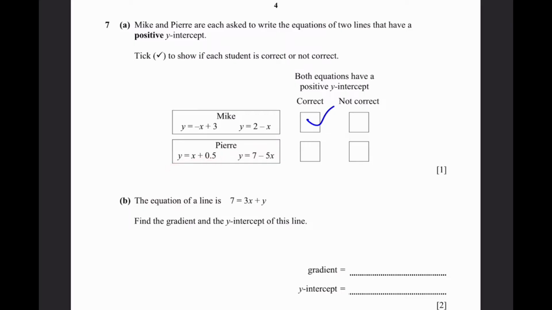y equals x plus 0.5. Well, over here, y equals mx plus c. c is obviously equal to 0.5, and m will be 1. And c is 0.5, which is greater than 0, so it's positive.